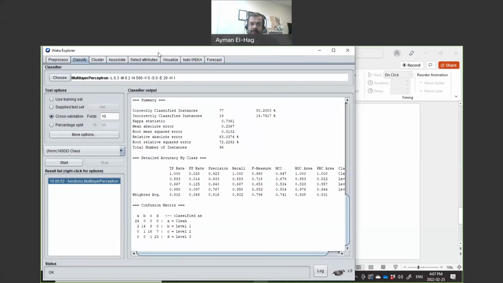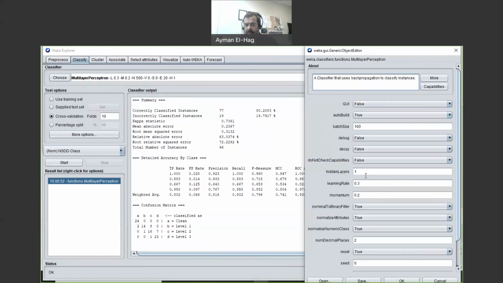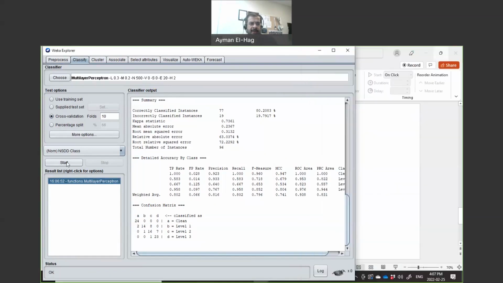Okay. Now, we know that usually we don't get good results with one hidden layer. So let's increase it to 2 hidden layers and see what we'll get here. Okay, and start. So this is a jump, like a 7% jump here. And of course, this class, the clean one, is 100% true positive there.